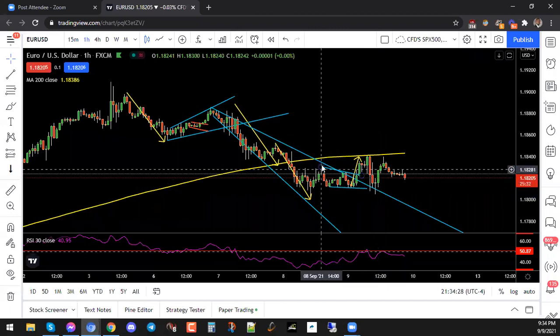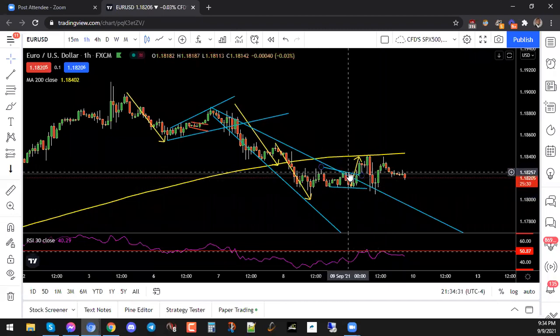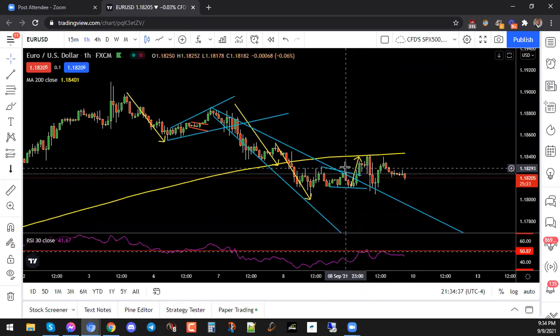Or I can draw them from wick to body. So I can draw from the wick and then connect my trend line to the body of the candle that created the next swing. Okay. So as I always say, we do it wick to wick or wick to body. Okay, that's how we draw trend lines. Any other questions?